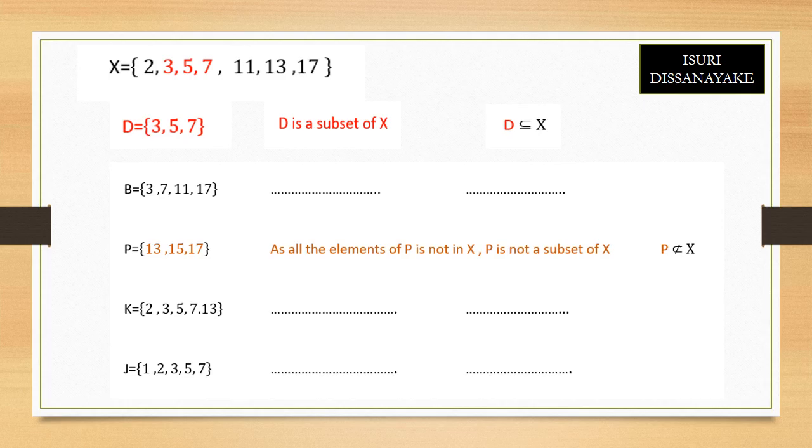Look at P. The elements of P are 13, 15 and 17. If you look at the set X, X does not have the value 15. So you can say that P is not a subset of set X because the element 15 is not there. So how do you show it? You can say P is not a subset of X. So K and J you can try and see.